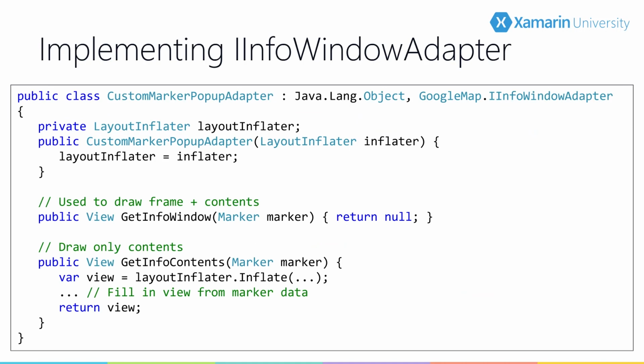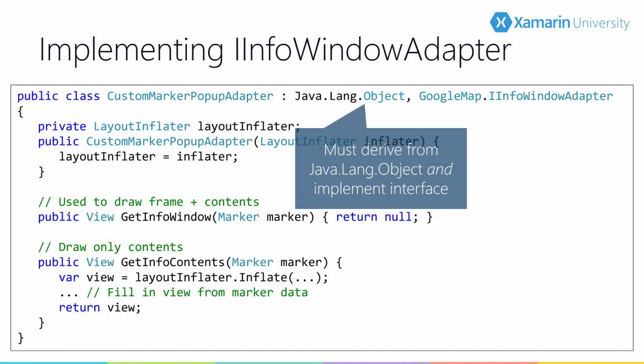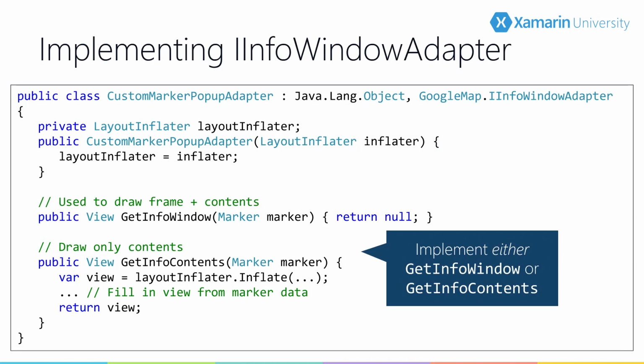So here's an example of an implementation of the InfoWindowAdapter interface. The implementation has to extend the Java object since it's going to call or be called by the Java runtime. And it implements one of two methods, either getInfoWindow or getInfoContents. The getInfoWindow method is used to draw the entire pop-up, both the frame and the contents, while the getInfoContents method returns a view just for the contents of the pop-up. The system provides the border.